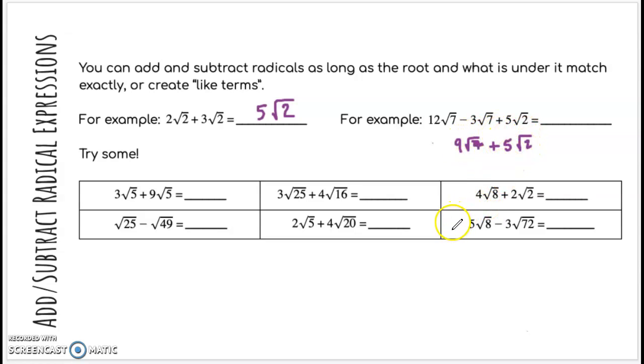Okay, go ahead, pause the video, take a couple minutes to try some yourself. You may have to do some simplifying as you go.